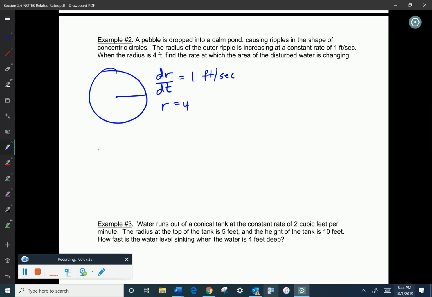find, there it is. What am I trying to find? Find the rate at which the area is changing. So find dA/dt. I said it's all about what you're trying to find. If I need to find dA/dt, I have to have an equation that has an A in it that I can take the derivative of. Well, we're talking about a circle, so what is the area of a circle? The area of a circle is pi r squared.